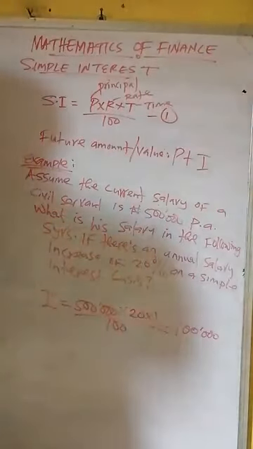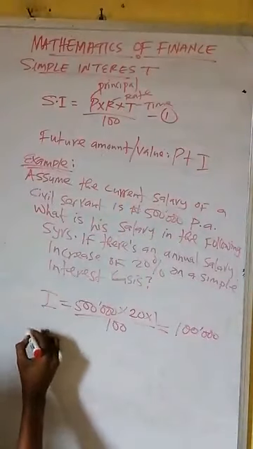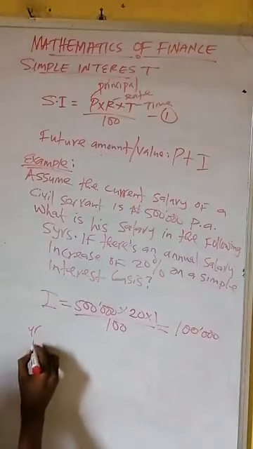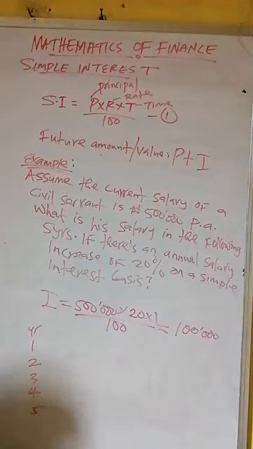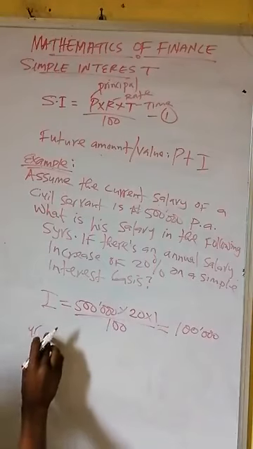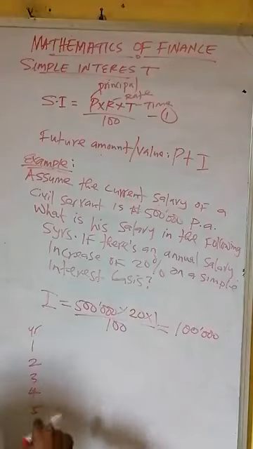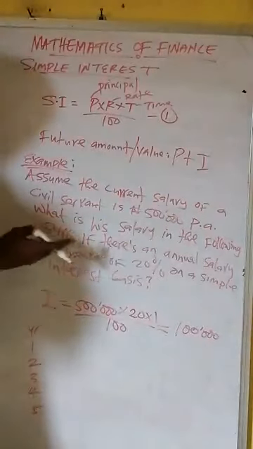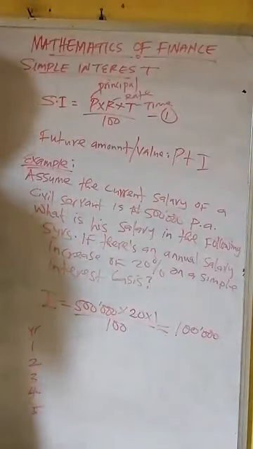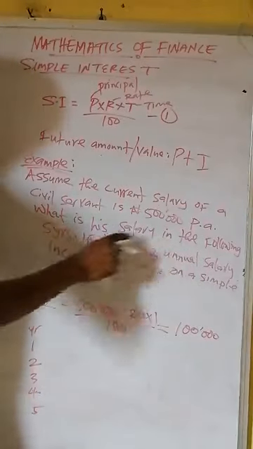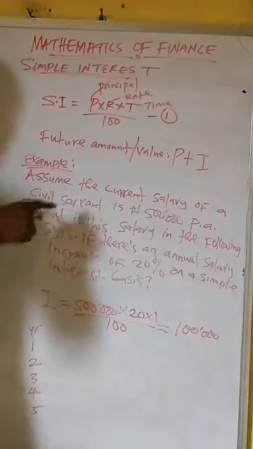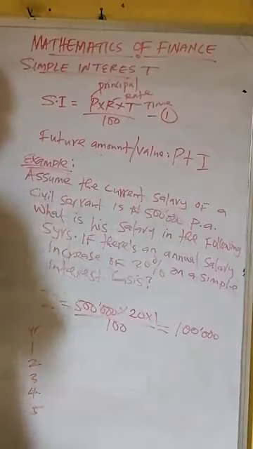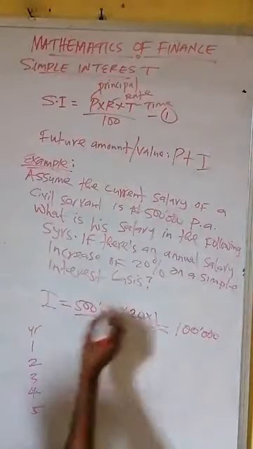So let's now look at it. Let's say we should compute for the following 5 years. So we have year 1, 2, 3, 4, 5. This is year 0 now, the current salary, which is collecting 500,000. So what is the salary in the following 5 years? Are we together? After year 1, at the end of year 1, what will now be the salary? We have computed the interest.